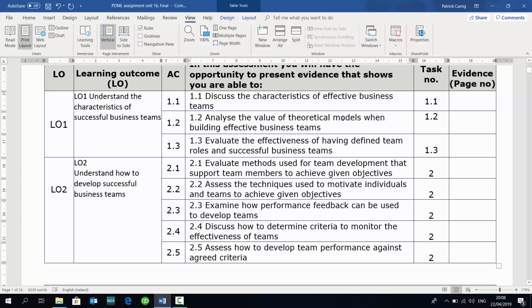We're analysing the various theoretical models for building an effective team. We're going to look at the science behind teams: the hierarchy of needs from Maslow, Herzberg, and various other people who have studied teams and seen what works. We evaluate the effectiveness of having defined team roles in successful team building.